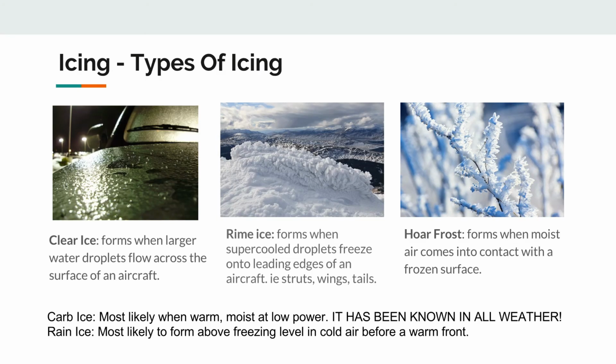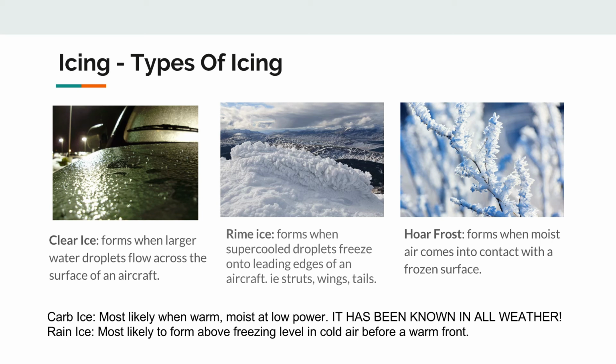So finally we'll finish with some icing before our next check. So we'll start off with the left. I just mentioned rain ice first, most likely to form above a freezing level in cold air before a warm front. So you're above the freezing point, but you're in cold air, and before a warm front, and it's in the rain, and you expect this to form on the aircraft. And if those water droplets start to flow across the surface of an aircraft, you get this clear ice form, this like clear sheet, as you can see on that picture on the car there, start to form.